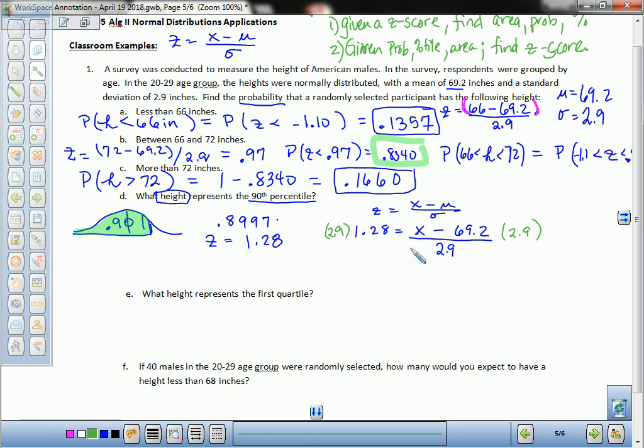Okay, 2.9 times 1.28 is 3.712. And then when we finish solving, we just add 69.2 to that. So the height for the 90th percentile is 72.912 inches. That's a little bit over 6 foot, right? Because 72 inches is 6 foot.